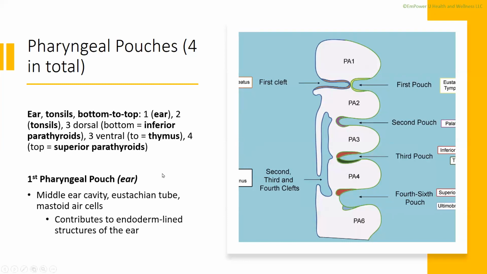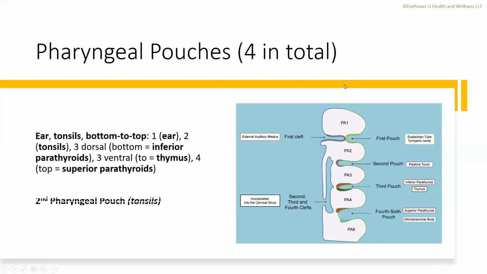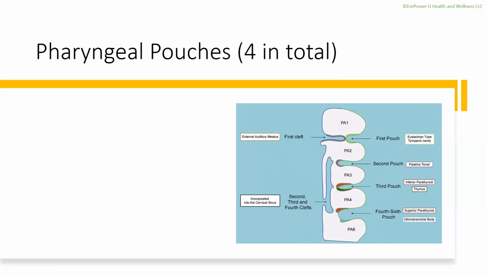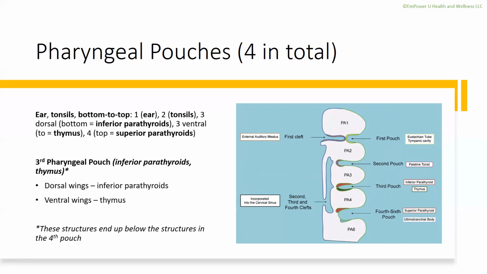So the first pharyngeal pouch is your ear, your middle ear, your eustachian tube, your mastoid air cells. So the endodermal structures of your ear, because again, this is endoderm. So first pharyngeal pouch is your ear. Your second pharyngeal pouch is your tonsils. So again, the lining of your palatine tonsils. That's your second.